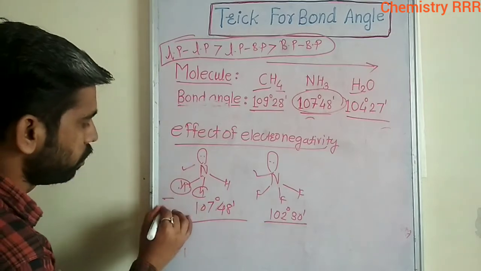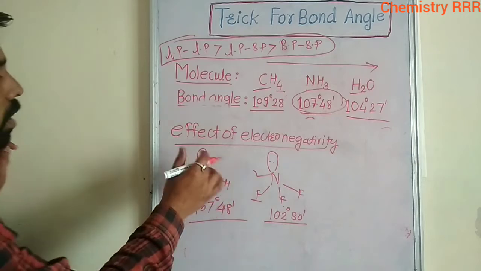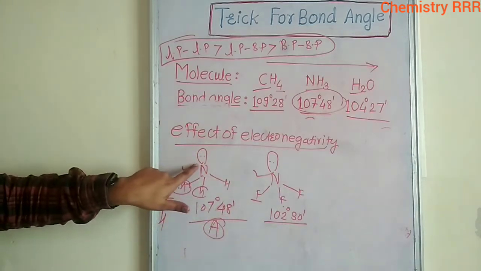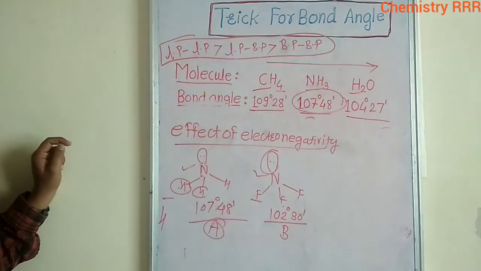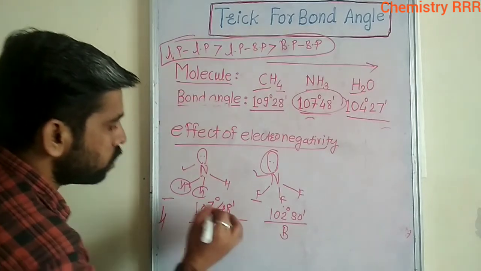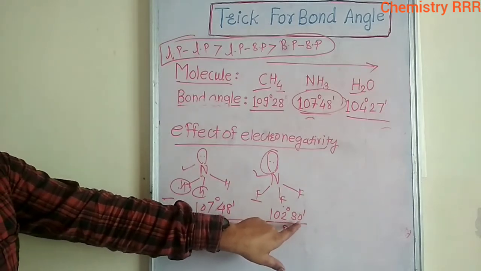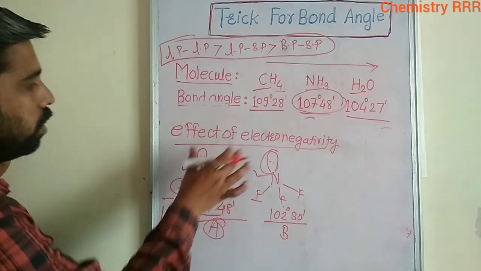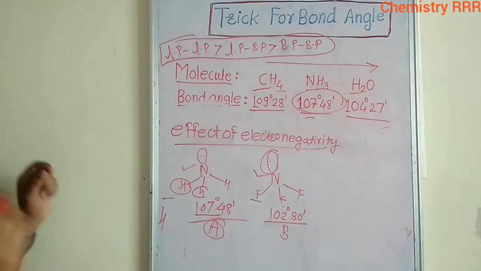Here is hydrogen, in this case it is chlorine, and in example A one lone pair is there, and in B also one lone pair is there. So why does the bond angle decrease from 107 degree 48 minute to 102 degree 30 minute? This is because of the effect of electronegativity. Now what is the effect of electronegativity?